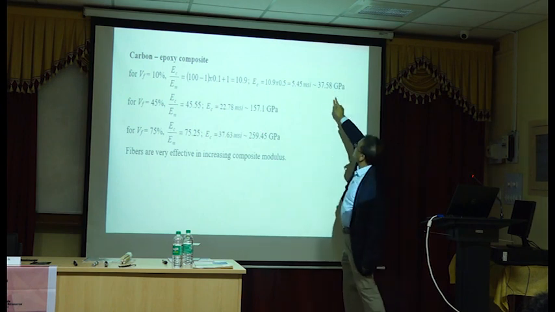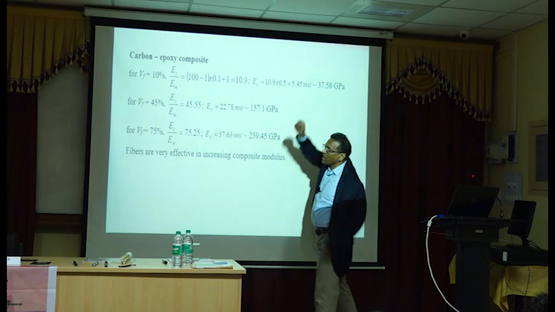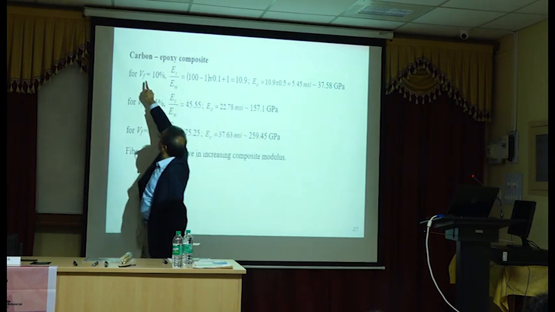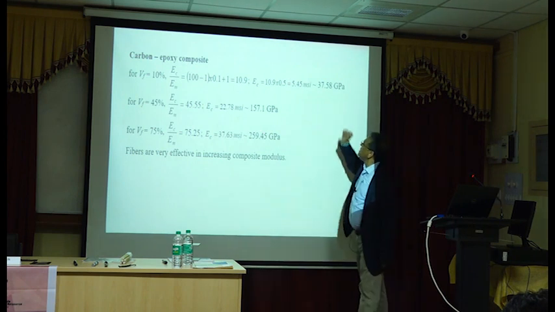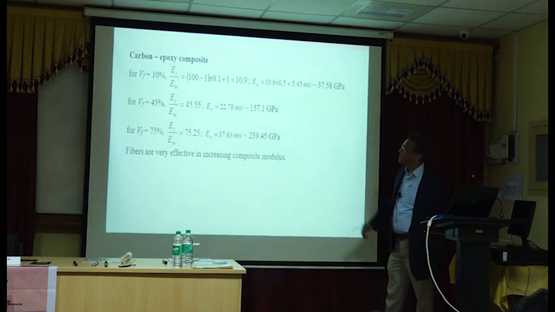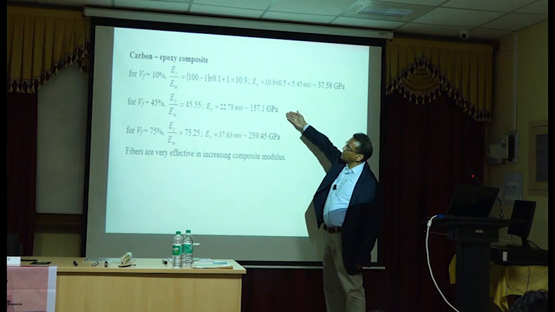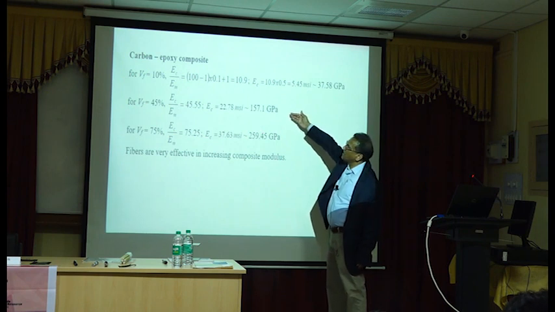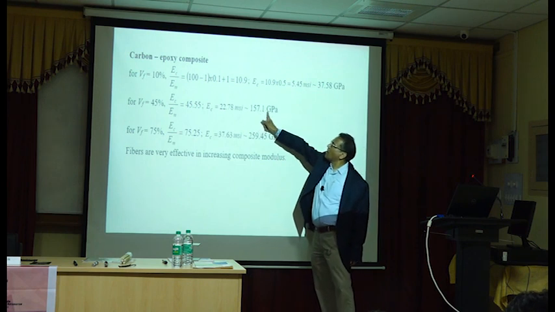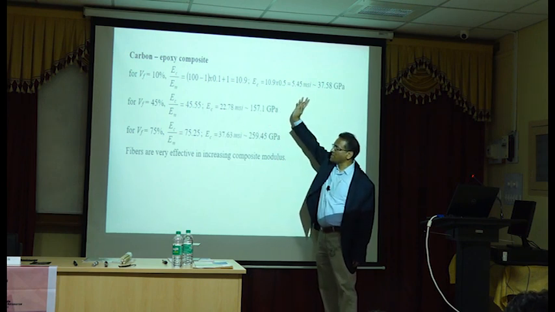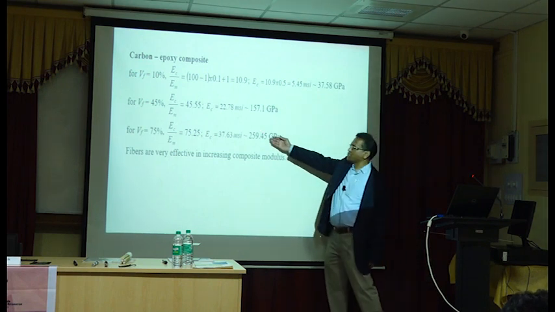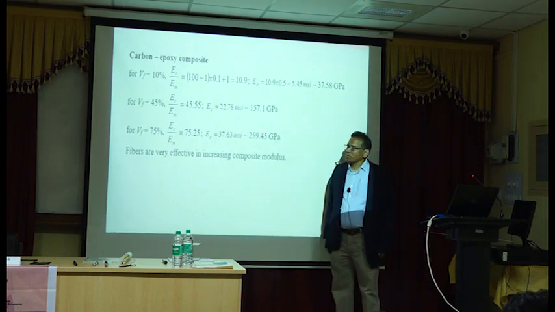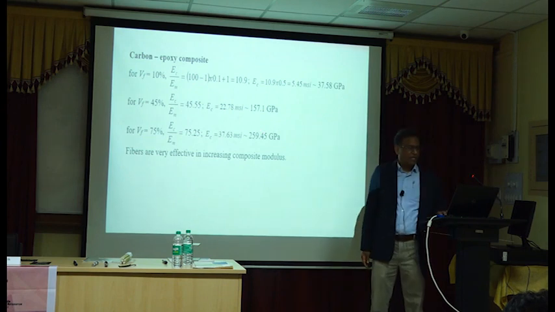Okay, 37.58. Remember that, or write it down somewhere. For a VF of 10%, carbon epoxy system, 37.58. For 45% volume fraction, carbon fiber with epoxy, 157.5 GPa. Let's say 157. What about VF of 75%? It's close to 260 GPa. 75% carbon fiber.